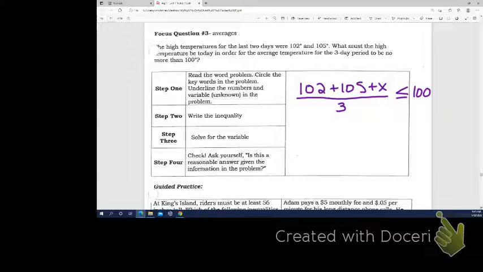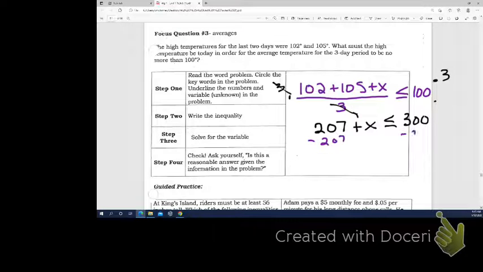So then to solve this, we can go ahead and multiply by 3. That'll clean things up. We don't have to drag that fraction around any longer. And then before I even write the next part down, I'll go ahead and add 102 and 105. So I've got 207 plus x. Remember, those don't need to be multiplied by 3. They're just out of the fraction now. And then 100 times 3 is 300. Then to get the x by itself, we'll subtract the 207.